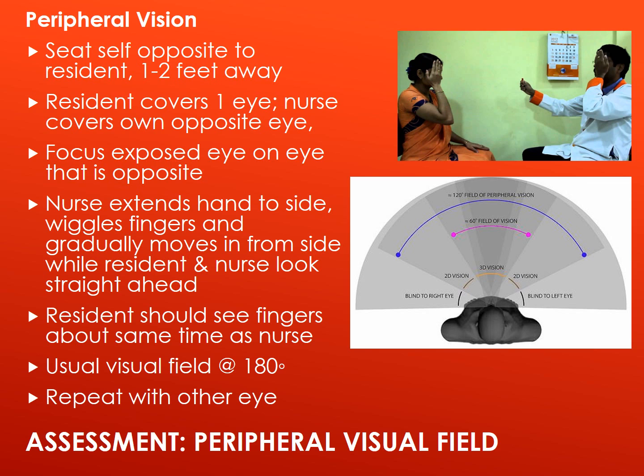To test for peripheral vision, seat yourself opposite the resident about 1 or 2 feet away. Have the resident cover one eye, and you cover your own opposite eye. Tell the resident to focus the exposed eye on your eye that is opposite. Extend your hand to the side and wiggle your fingers. Gradually move in from the side while the resident and you look straight ahead. The resident should see your fingers about the same time that you do. Repeat this with the other eye.